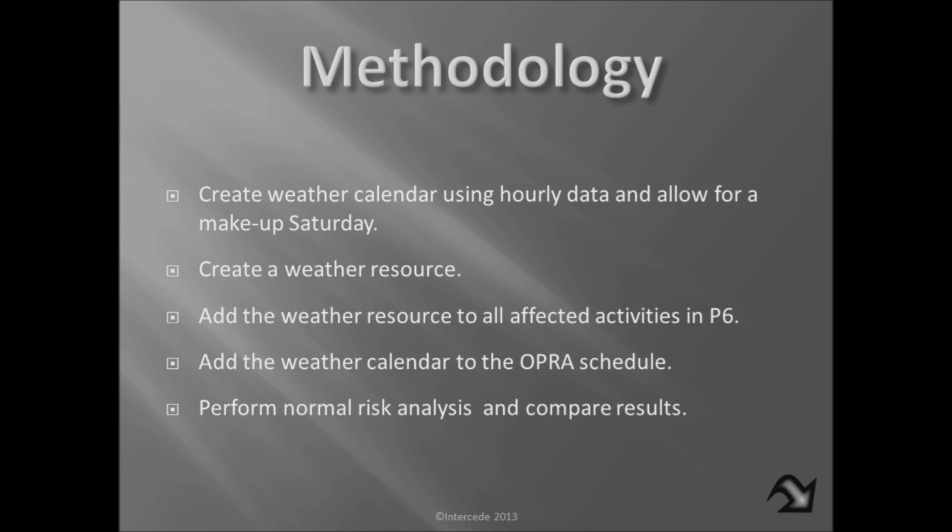And once we create the weather calendar using the hourly data, and we're still going to allow for the same makeup Saturday, and then we're going to create a weather resource. Now we're not doing anything differently than what we did in the rain delay. The big difference here again is that we're actually going to try to determine the P10, the min and the max, using data analysis. So we're going to create the weather calendar, add the resource to all affected activities in P6, add the weather calendar to our risk schedule, and then perform the normal risk analysis and compare results.